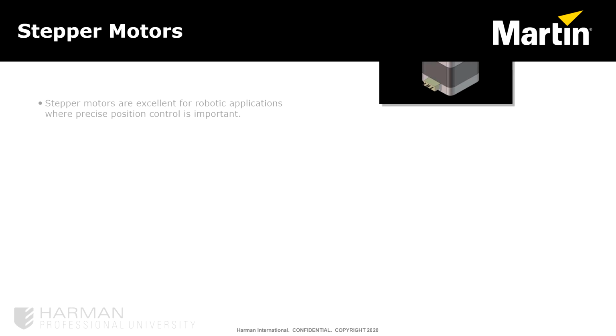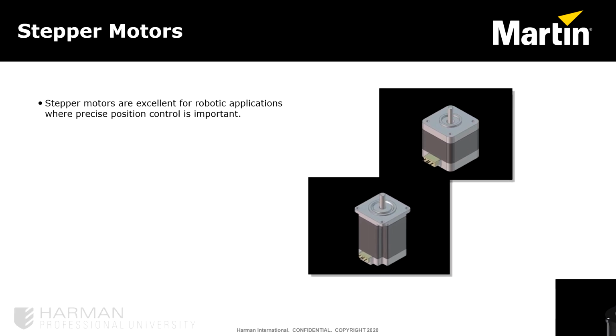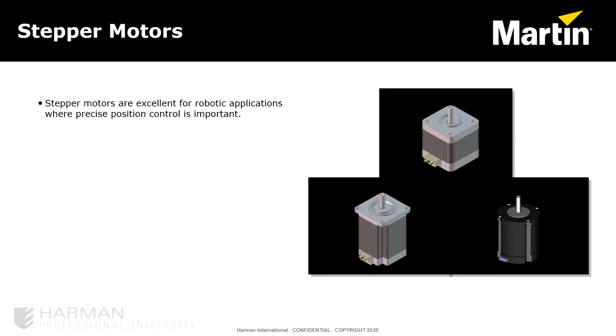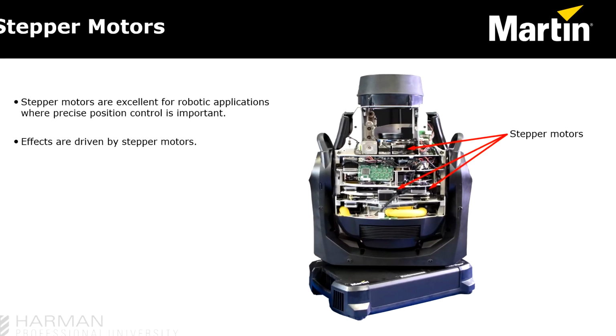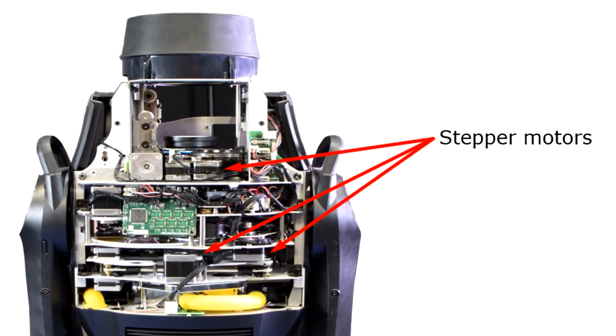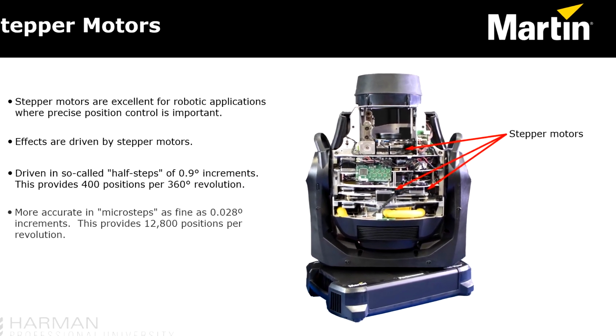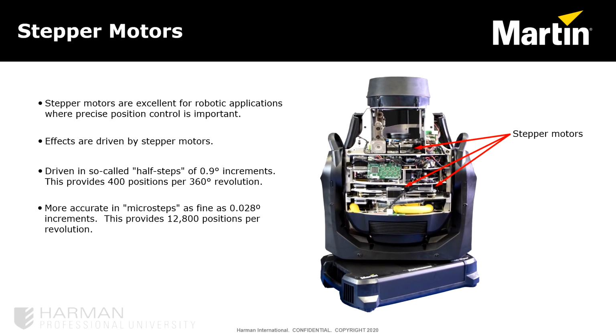Martin's utilization of stepper motors within the product line gives many of the fixtures the ability to have precise control over their position. The stepper motors are used to drive the effects by making precise incremental movements of a fixture. These movements are achieved in half steps or increments of 9/10 of a degree. When even greater accuracy is required, these motors can be driven in microsteps to increments of 28/1000ths of a degree.